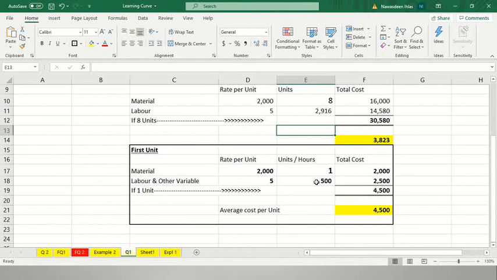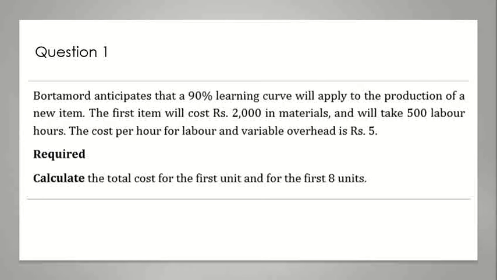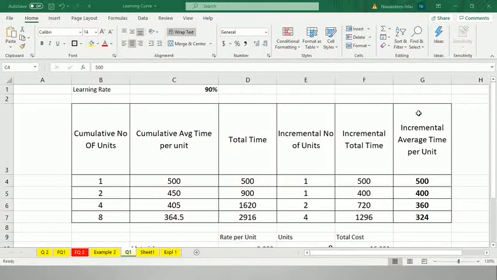Right. Now we want to apply the learning curve theory. So for the first unit we need 500 labor hours, fine. Then they are asking us the total cost of 8 units, which means we can apply the tabular approach. Why? Here the 8 we can take this way.